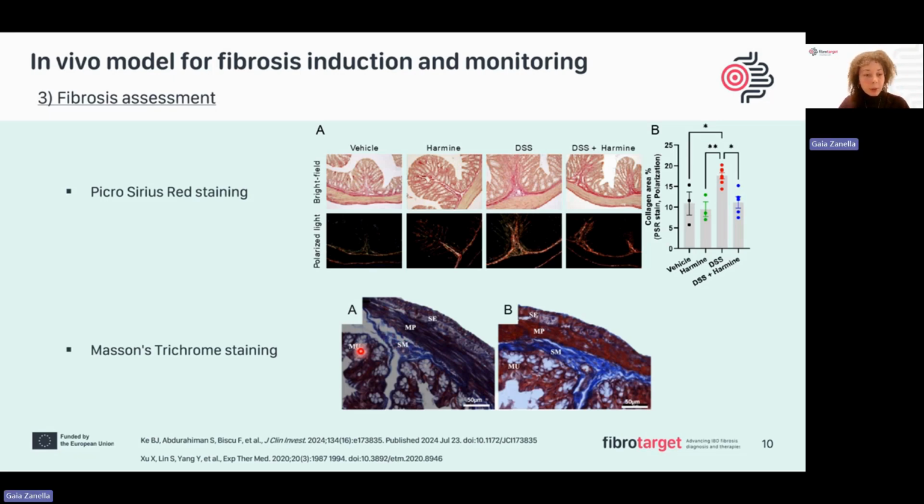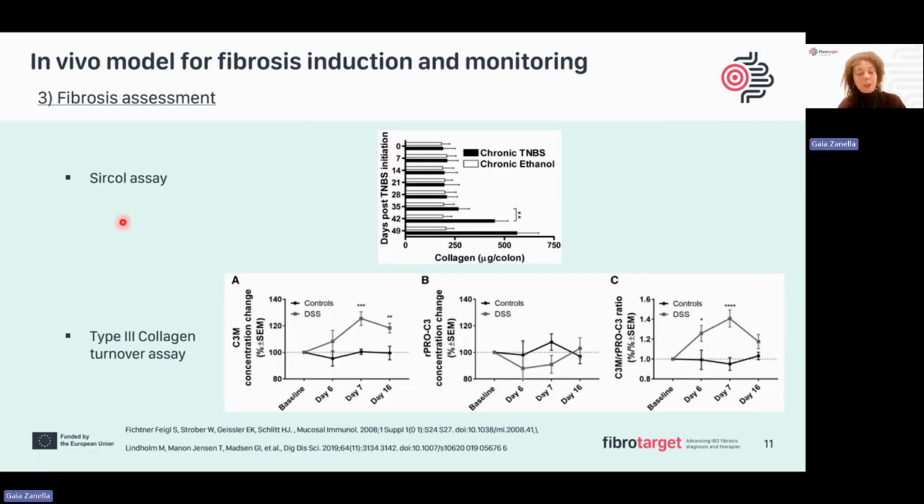Then collagen can also be detected with a colorimetric assay. So we have, for example, the Sircol assay. In this case, we will need to extract the collagen from our sample. This can be applied both to tissues as well as to cells. And then collagen will be stained with a dye, which is generally Picrosirius red, and then it can be quantified with the assay.